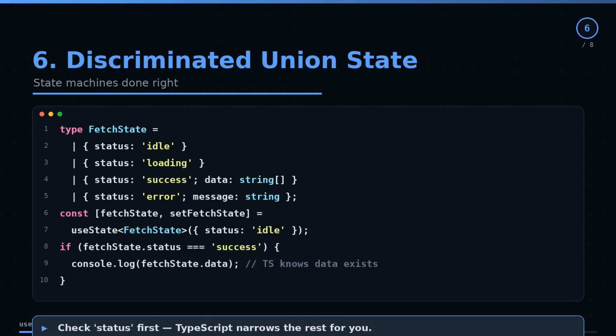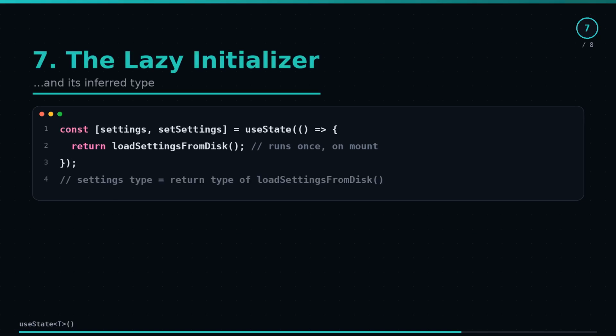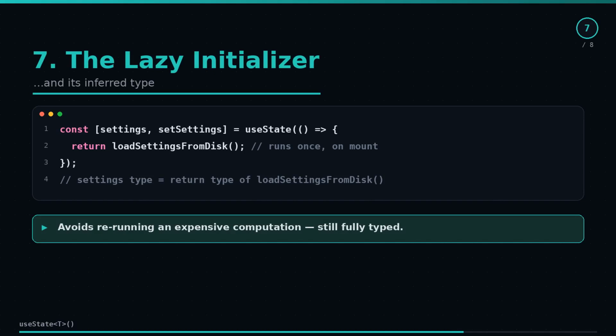6. Discriminated union state. For state machines, like a data fetch that's either loaded with data or failed with an error, a discriminated union beats a pile of optional fields. type FetchState = {status: 'idle'} | {status: 'loading'} | {status: 'success', data: string[]} | {status: 'error', message: string}. const [fetchState, setFetchState] = useState<FetchState>({status: 'idle'}). If fetchState.status === 'success', console.log(fetchState.data). TS knows data exists here. Check the status field first, and TypeScript automatically narrows which other fields are available. No optional chaining, no non-null assertions.